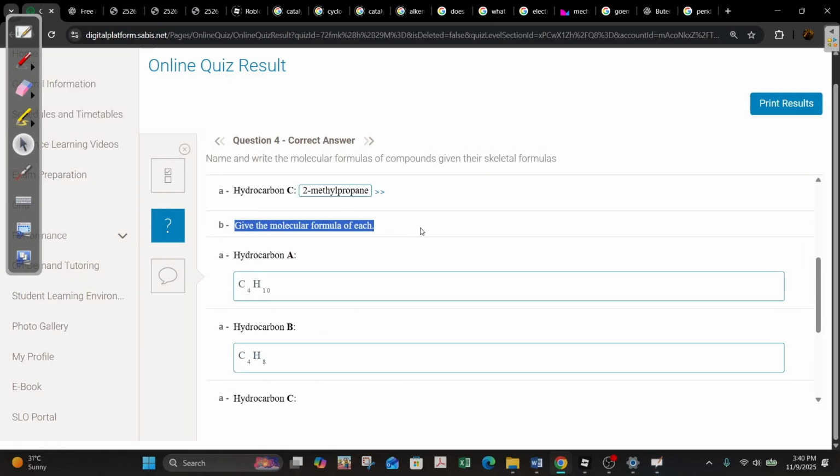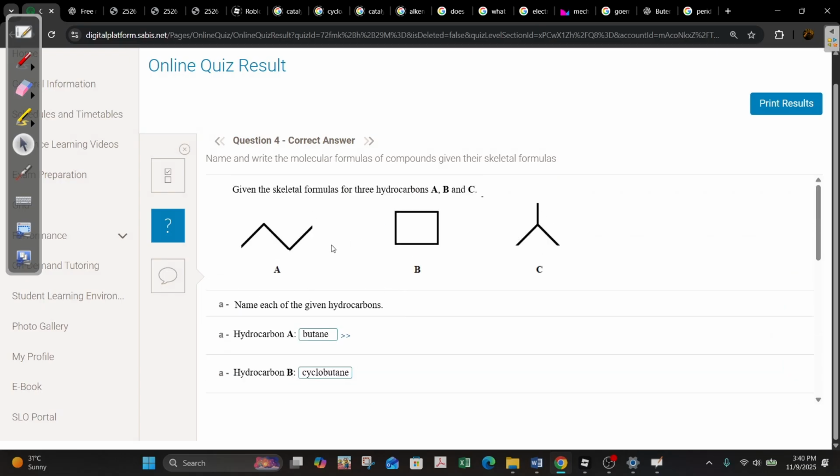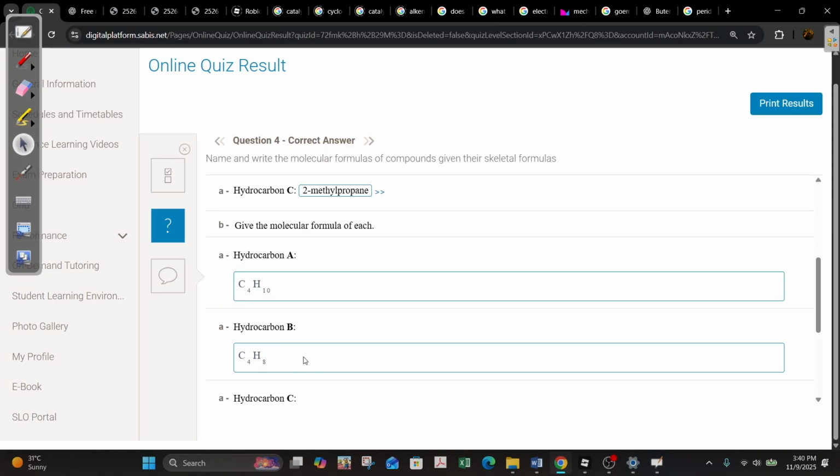Okay. The molecular formula. This is an alkane, and alkanes are CnH2n+2. So if there's four carbon atoms, it will be C4H10. For cycloalkanes, the general formula will be CnH2n. This is a new one. We have never, I think, learned this before, but there you go, CnH2n.